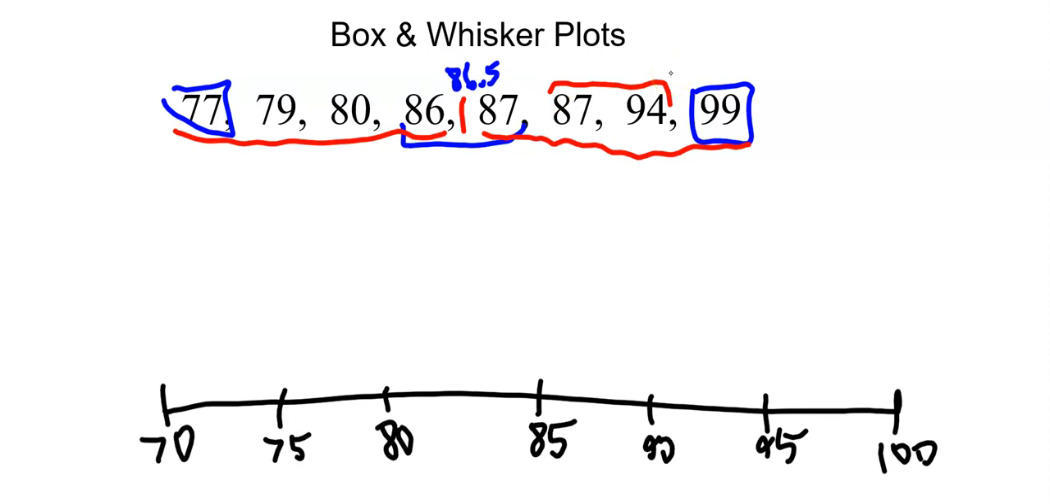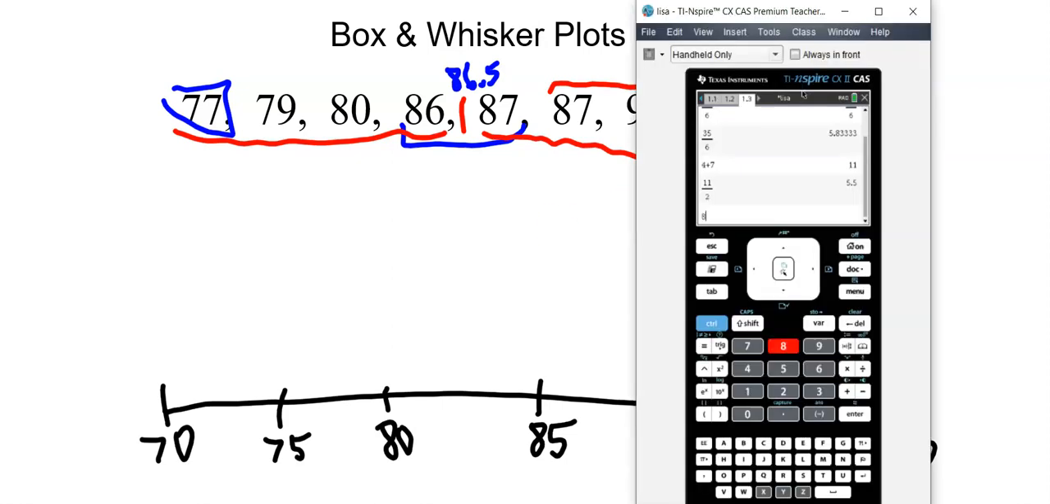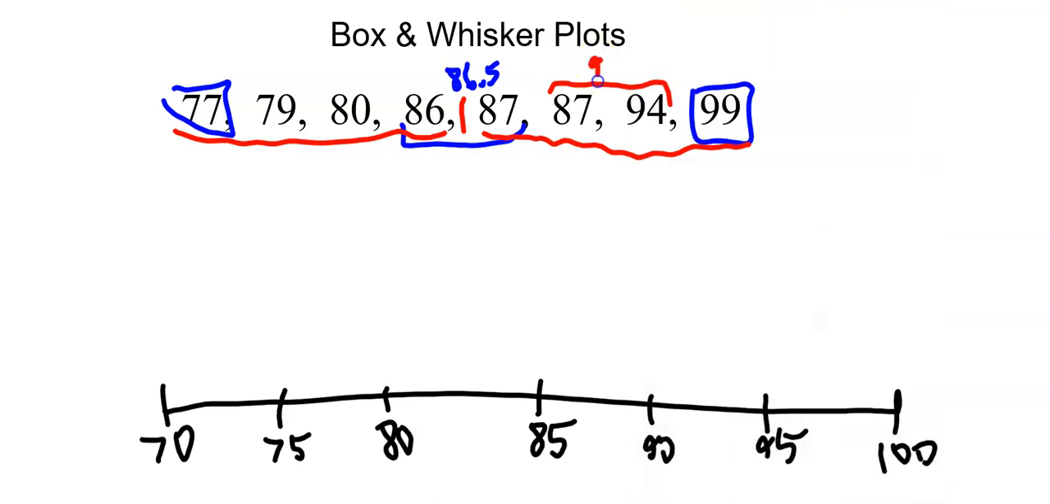If I add them together and divide by 2, let's do that. 87 plus 94, divide by 2. Put a decimal point in there, that automatically gives me a decimal, so I get 90.5. So 90.5 is the median of the top half of the data. I find the median of these 2, that would be 79.5. So to plot the 5-number summary: 77, right about here, up above here. 79.5 is right about here. 86.5, somewhere in this neighborhood. 90.5 and 99.